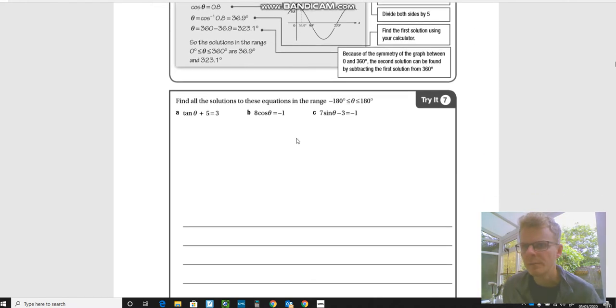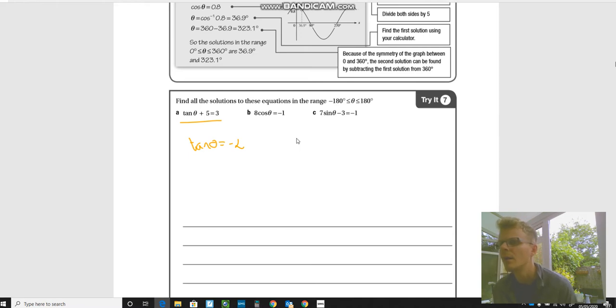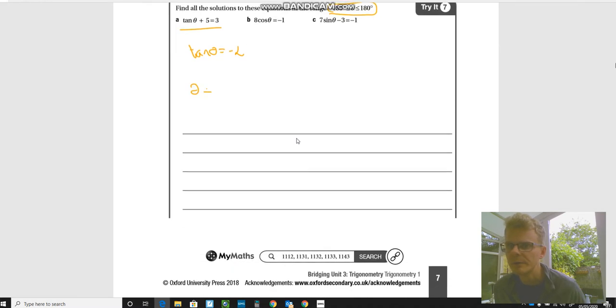Now, I'm not going to do these ones, so for each of these it's exactly the same as the previous one, except you just have to get to a point where you can find your initial value for theta. So for this one, you take away 5, so you'd say tan theta equals -2, and then you do inverse tan of -2, get your first solution for theta, and then just draw your graph out and do exactly the same as in the previous example. Just be aware that they only want answers between -180 and 180, so when you draw your graphs out, you'll get fewer solutions. Okay, so that's all you need to do for those ones.